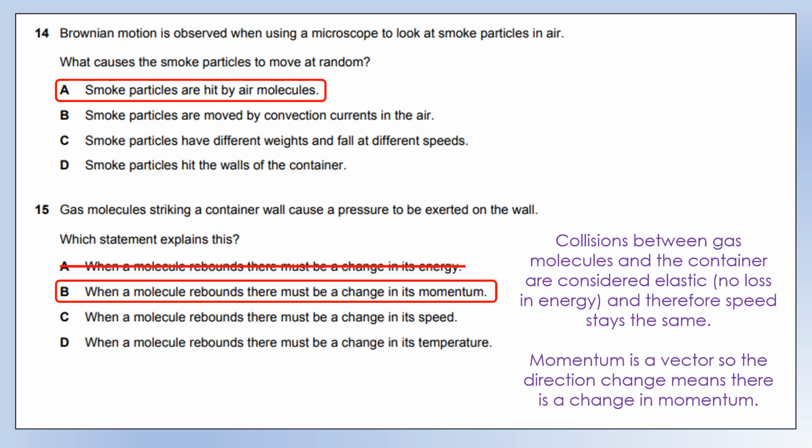So we can see that we end up with B, and then just to check, option C we just spoke about. And then remember that average speed and temperature are essentially the same thing. So if the speed doesn't change, the temperature hasn't changed either.